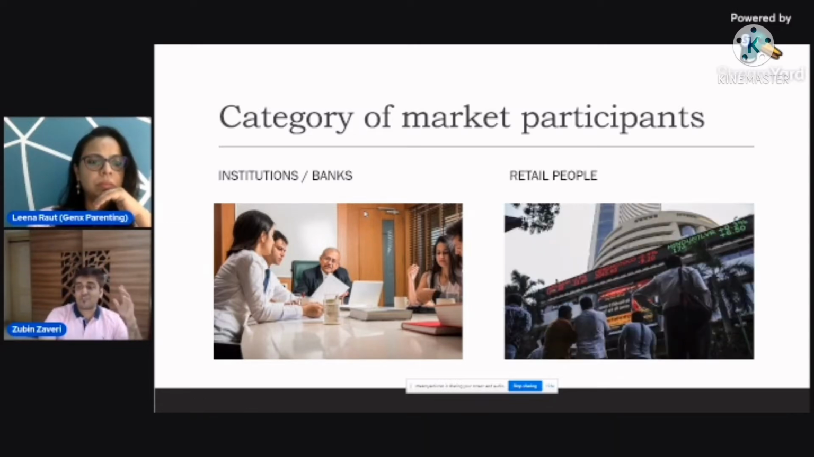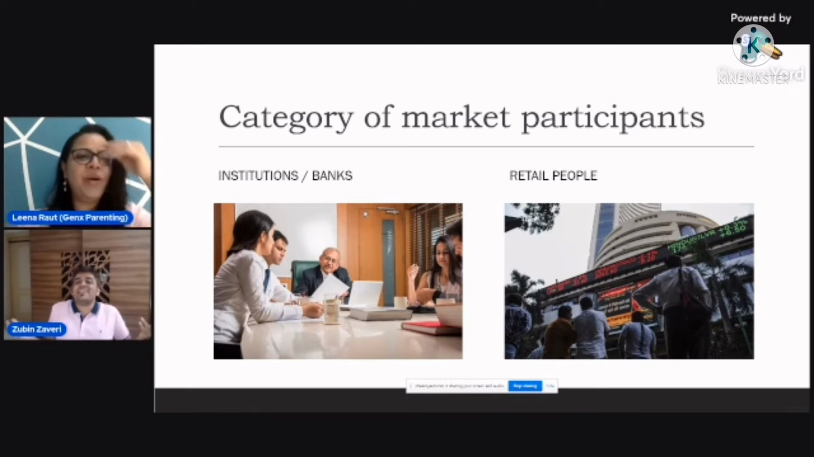And on the other side, this is the one category of institutions, market participants. The other category of people are like you and me. Who are you and me? We are small retail investors. We are small traders. Why small? Because our trade size is very small.